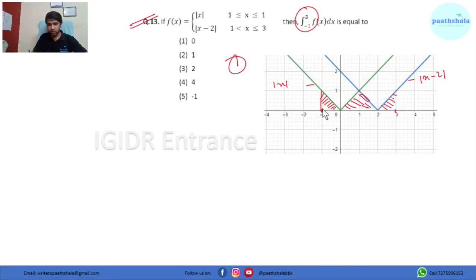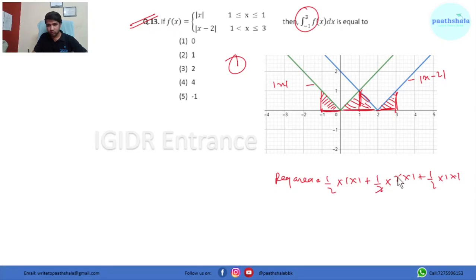So we have to find this area. The required area, or the value of the integral, will be the required area. So first this area will be half base into height. You can see that this base is 1 and height is also 1, so half into 1 into 1. Similarly here, half base is 2 and height is 1, so half into 2 into 1, plus this is 1 and this is 1, so this will be half into 1 into 1.